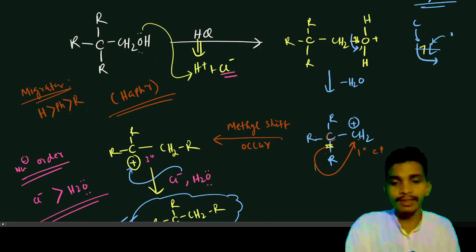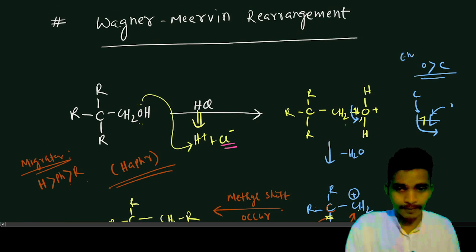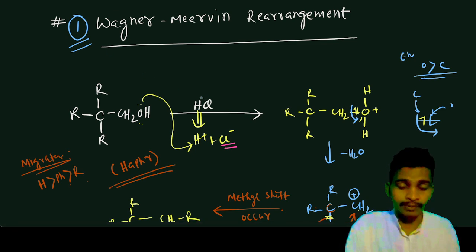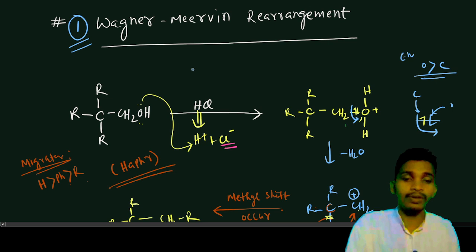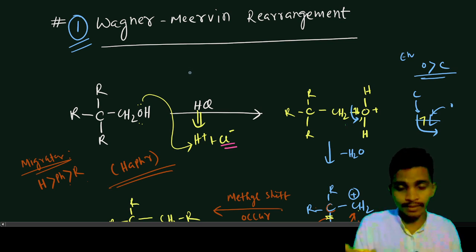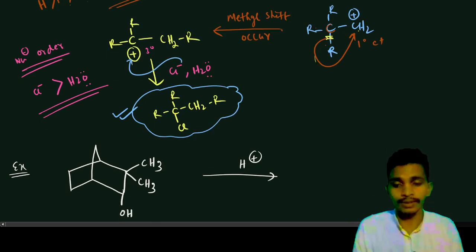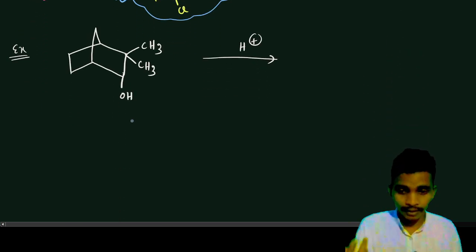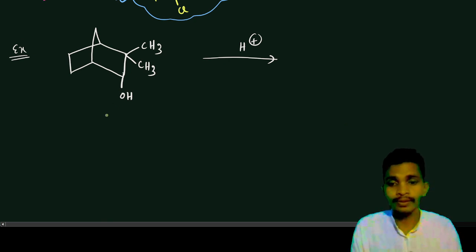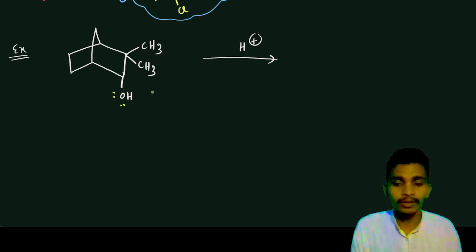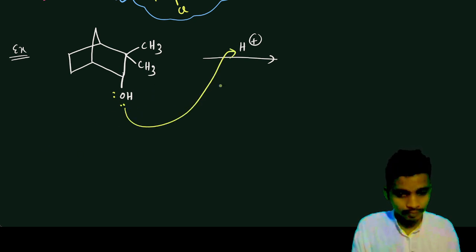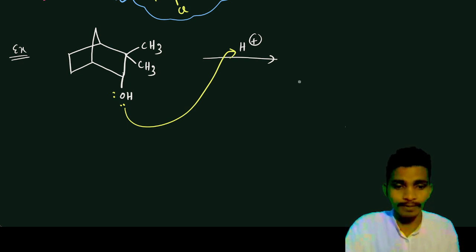This type of reaction is given the name Wagner-Meerwein rearrangement. Let's say this is the first name reaction related to carbocations. If you don't remember the name of this reaction, that's also fine, we just need to know the concept. It is a very normal concept that whenever acid and alcohol are there, that type of rearrangement will occur. Moving to the next example, this is the same case: the lone pair is present here, so this lone pair will attack here, and the same things will occur.